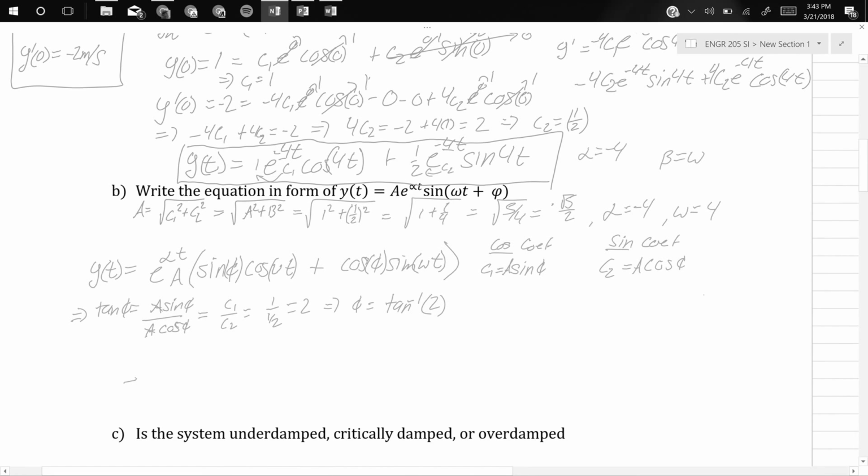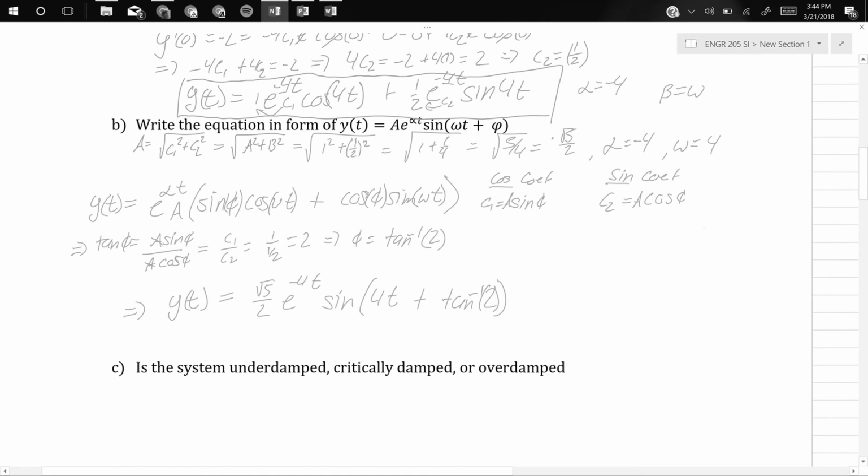So this implies that our y of t equals A, which is square root of 5 over 2, times e to the alpha, which is negative 4t, times sine(omega, which is 4t, plus phi, which we solved for as tangent inverse of 2). So this is our final answer.